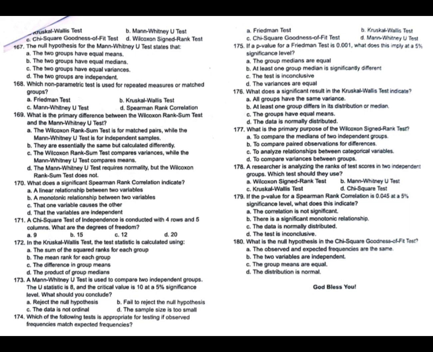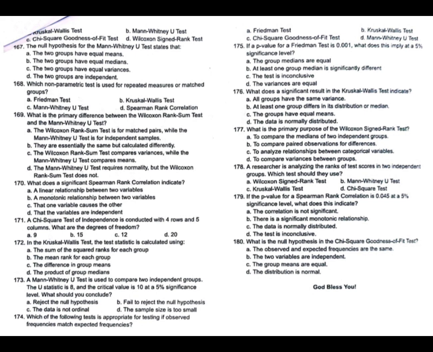Letter B. What is the primary purpose of the Wilcoxon rank test? The primary purpose of the Wilcoxon rank test is letter B. To compare paired observations for differences. 178. A researcher is analyzing the ranks of test scores in two independent groups. What test should they use? They should use letter B. Mann-Whitney U test.